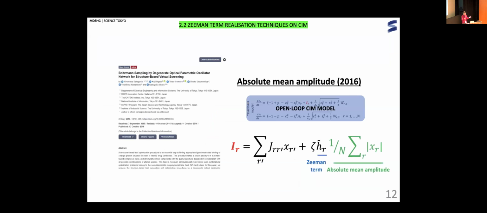Let's see what I mean by this absolute mean amplitude method. As I mentioned earlier, we are trying to diminish the size mismatch between the coupling and the linear part in the Ising Hamiltonian, or when we use these soft spins rather than just Ising spins. In this case, the authors have tried to just use the absolute mean amplitude to diminish this size mismatch between the coupling.